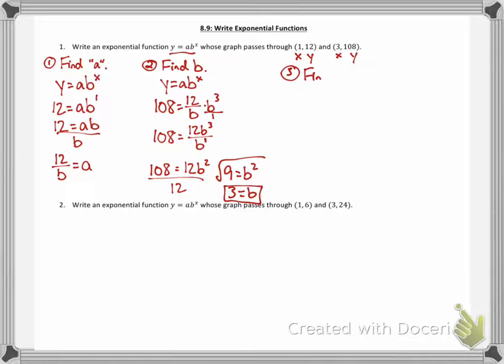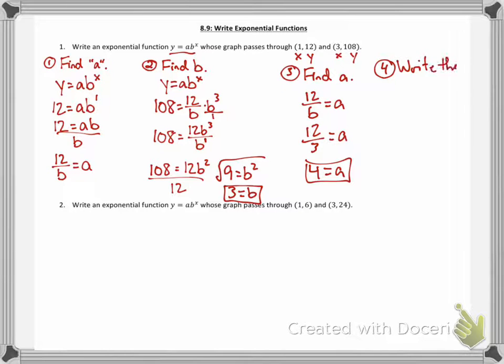Now we're going to really go find A. And the way that we're going to find A is this. I'm going to take that 12 over B equals A. I now know what B is. B is 3. 12 divided by 3 is 4. That's my A value. I now have B. I now have A.